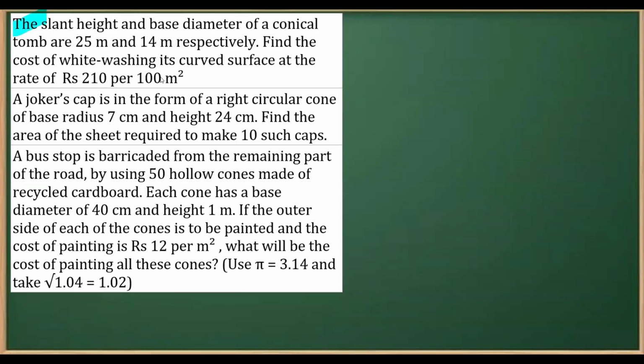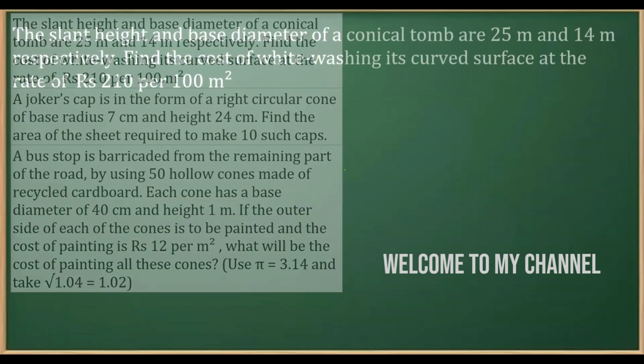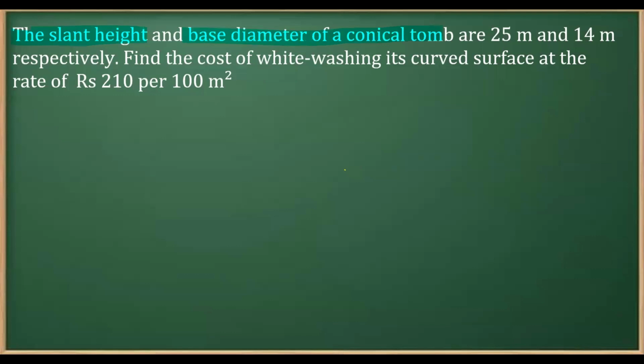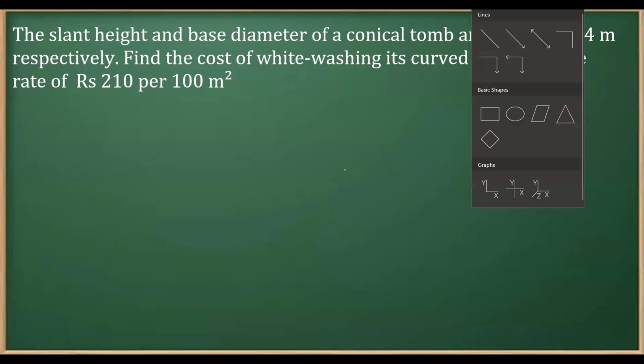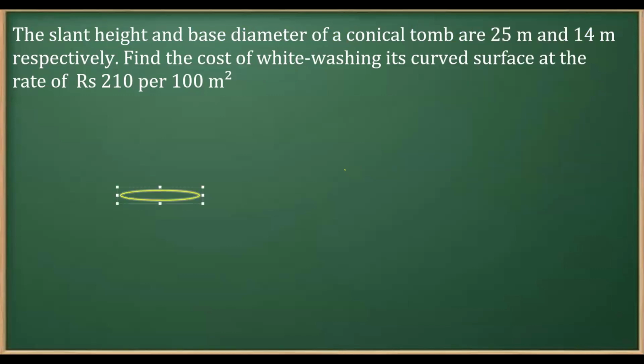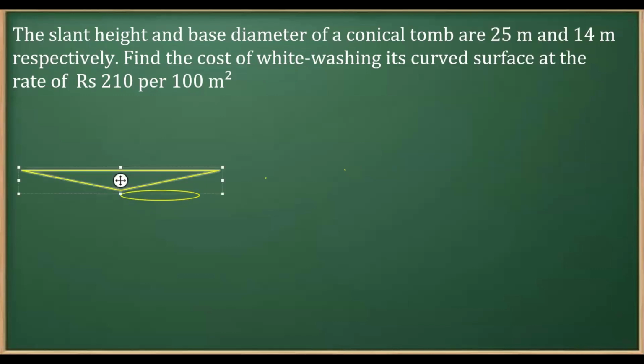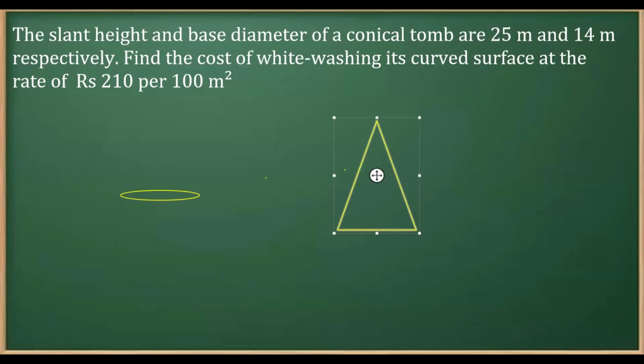In this video, we are going to do 3 questions from the chapter Surface Area Volume, class 9th. So let's begin with the first question. The first question says that the slant height and the base diameter of a conical dome is 25 meter and 14 meter. So let's say if I make the figure, I make the base first and going to place a cone over it.